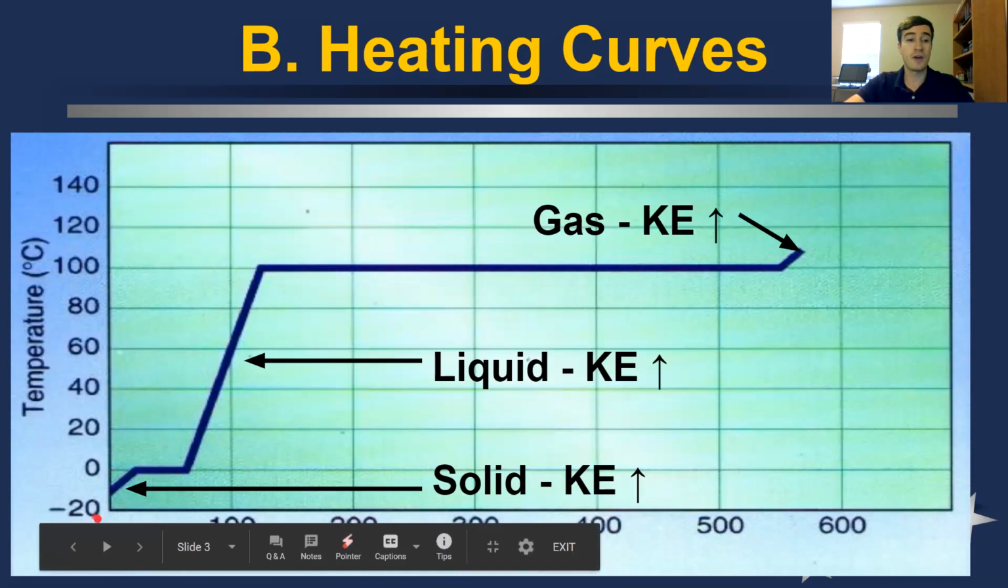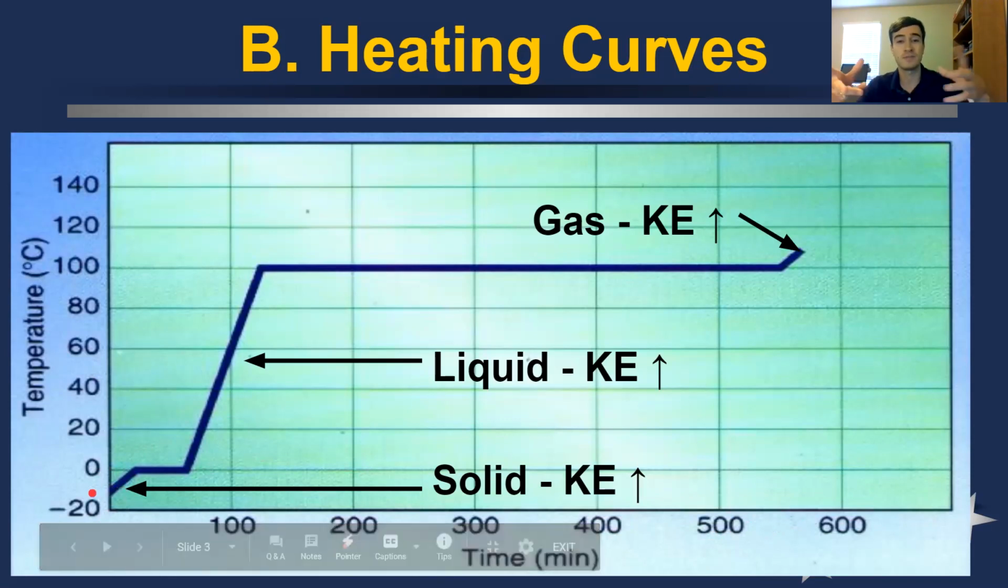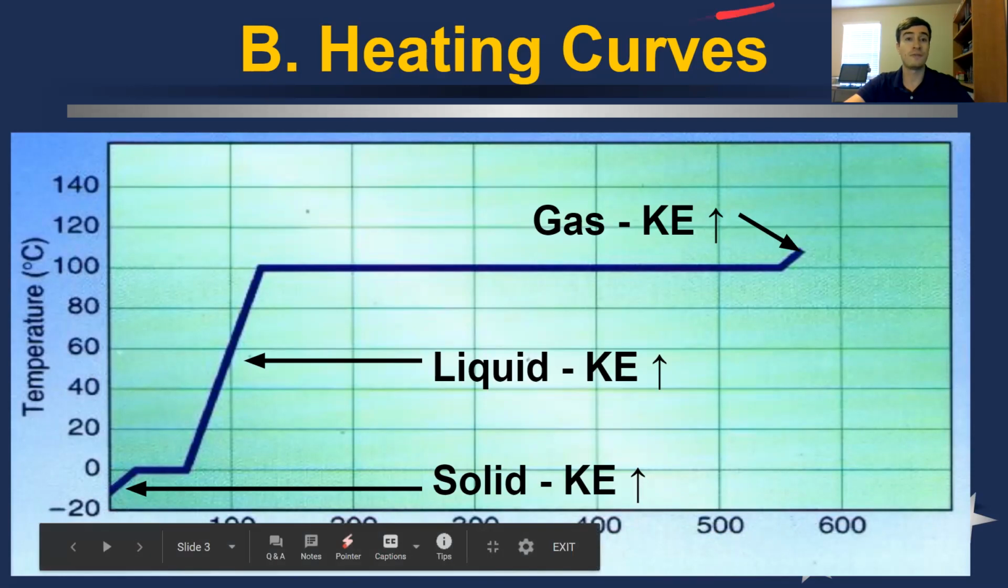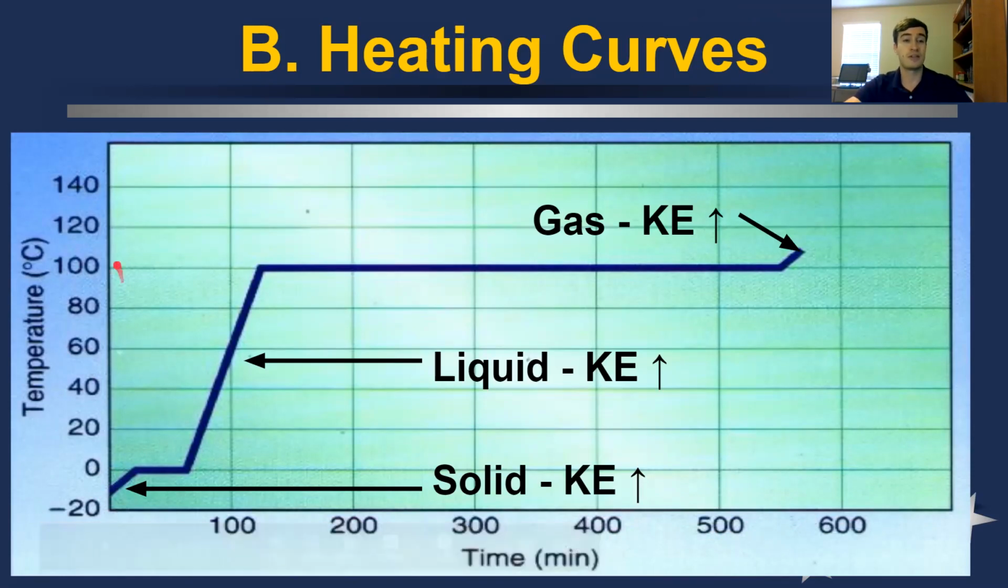So if you imagine at the very start of our heating curve down here, pretend like we have a big block of ice. So this is a heating curve for water that we're looking at. Pretend you have a big block of ice, you stick a thermometer in the top of it, and then put that on a stove that is slowly heating up. Your heating curve, so the temperature of this ice, would look something like this.